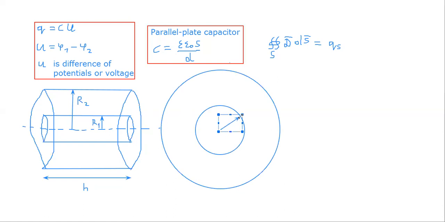This is R1, R2. The charge here is plus Q, and the charge here is minus Q.